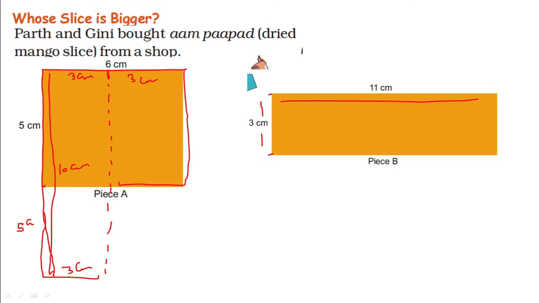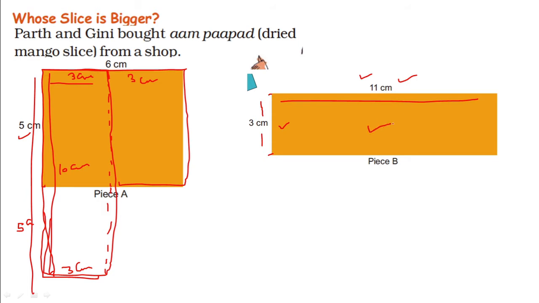So now you can see this is a rectangle with width 3 centimeter and length 10 centimeter. This is a rectangle with width 3 centimeter and length 11 centimeter. So now we can compare these two rectangles as the width is the same now. So this is 10 centimeter long, this is 11 centimeter long. If the width is the same, the longer rectangle is bigger, so this slice is bigger.